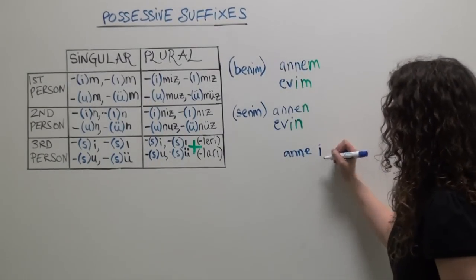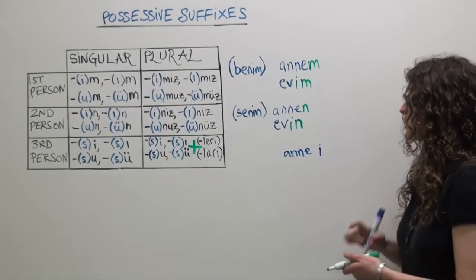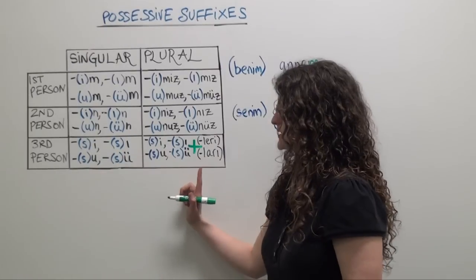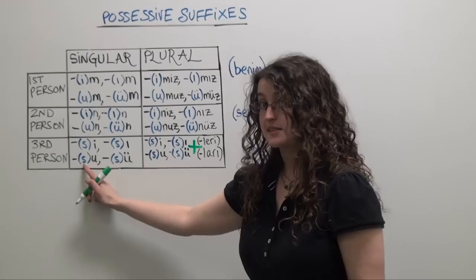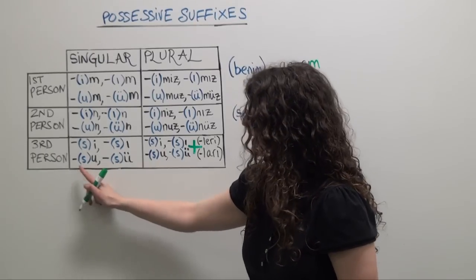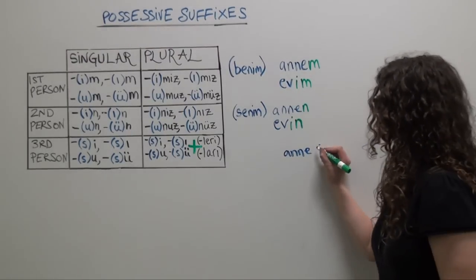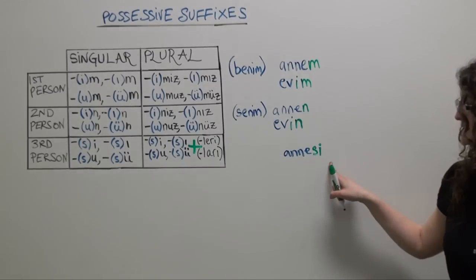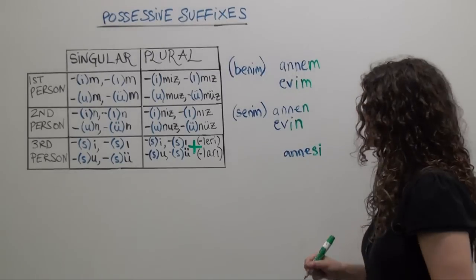Anne, i. Uh-oh. Turkish does not like to see two vowels next to each other. So, for third-person possessive suffixes, we are going to insert a buffer consonant, in this case, s. So, if you want to say his, her, or its mother, you're going to say annesi. Annesi by itself means his, her, or its mother.